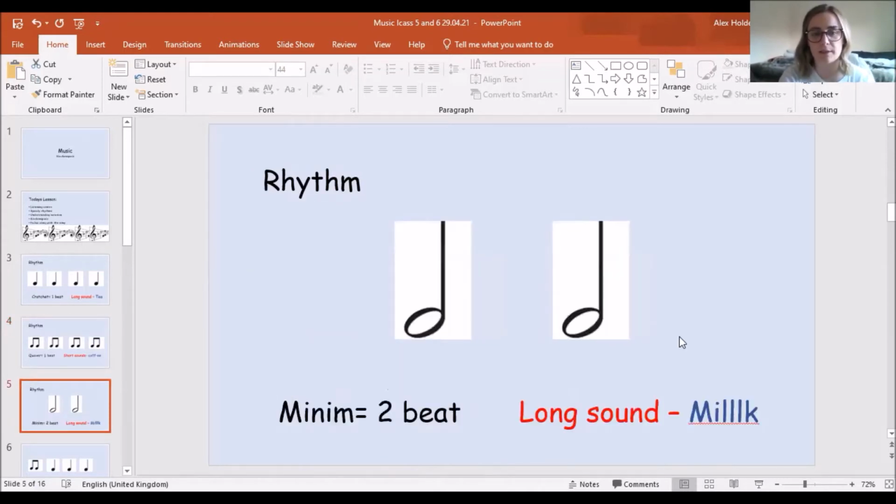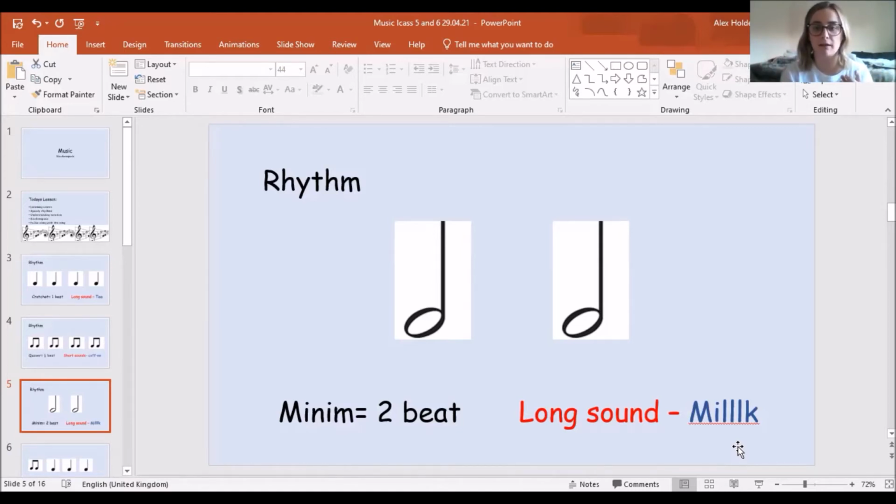Okay, I'm going to introduce this one today. And this one is called a minim. And each minim, so each note, is worth 2 beats. So a way to say this out loud to help you keep that rhythm is by saying milk. But if you can see here I spelt milk by using quite a few L's, to try and pronounce the milk. So you're almost dragging out the way that you're saying it. You're slowing it down so that it would go milk, milk.